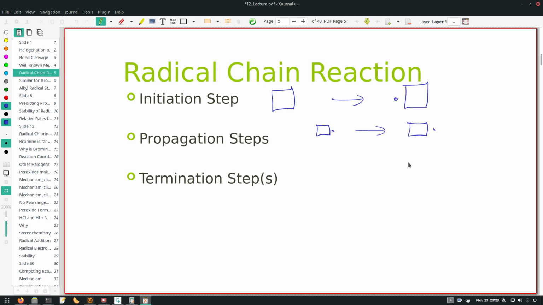You'll have radicals as both products and reactants. And termination steps typically have at least 1 radical turning into nothing, so a stable molecule. But you can typically tell where you're at based on where the radicals are created. Initiation steps always make the radicals, propagations make and create the radicals, and termination destroy the radicals.